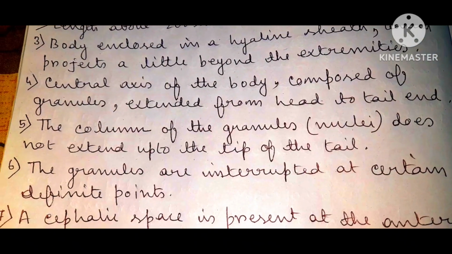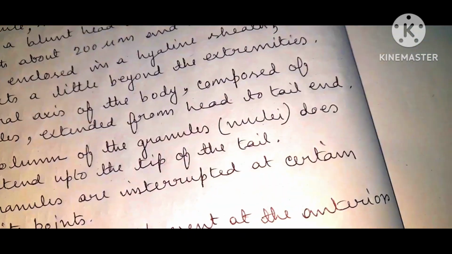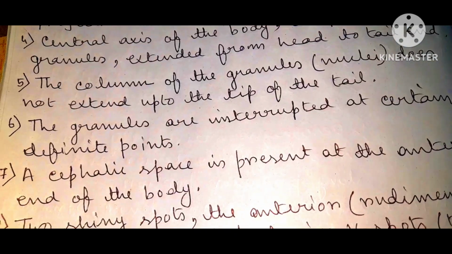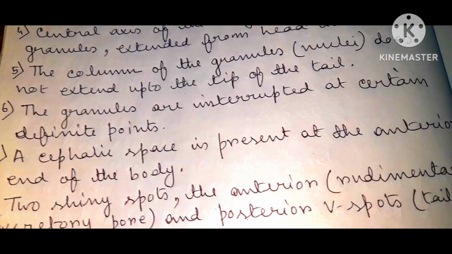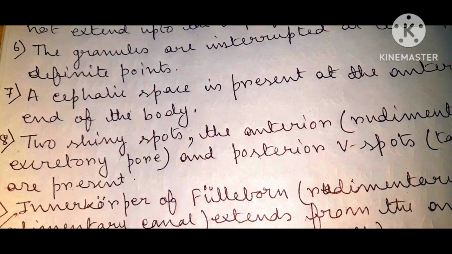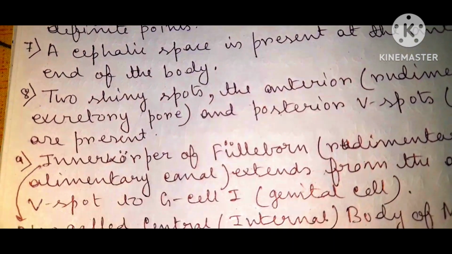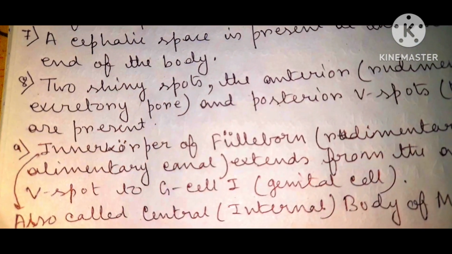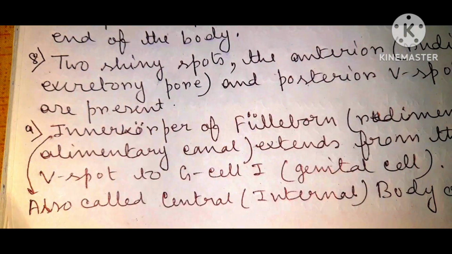The central axis of the body is composed of granules extending from head to tail end. The column of granules, nuclei, does not extend up to the tip of the tail. The granules are interrupted at certain definite points. A cephalic space is present at the anterior end of the body. Two shiny spots, the anterior rudimentary excretory pore and the posterior V spot, tail spot, are present.